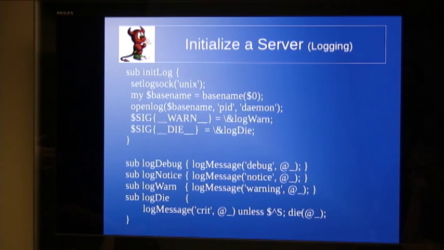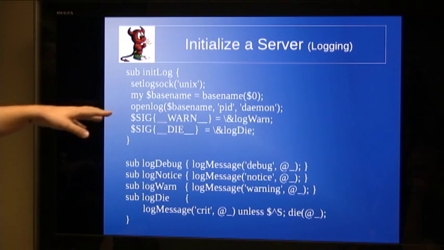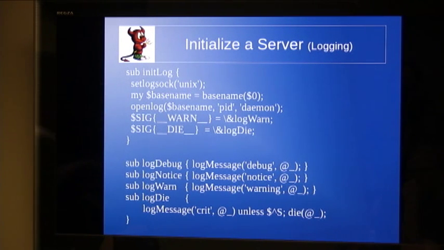It just takes the last portion of it, the file name basically, and it returns it so that I can just open the log with whatever the program name is, specifying process ID only, and then I'm telling it the facility is daemon. And of course, since we're logging and we've already detached from standard error and standard out, we need to redirect the warning and die. And so again, you just set the sig die and sig warn.